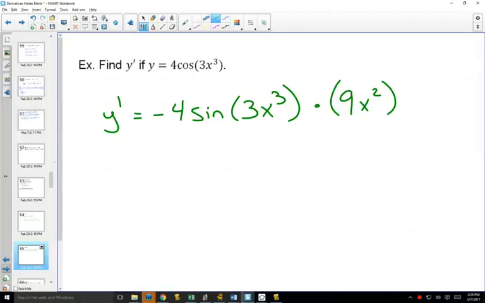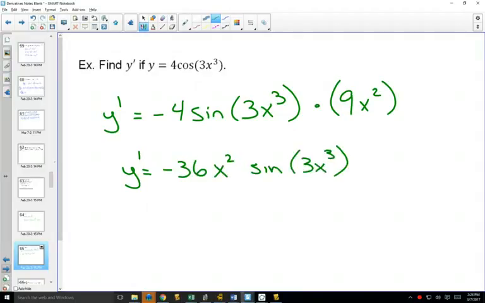Of course, if you're simplifying this, you'd multiply your negative 4 and your 9 together. You would write your x squared out in front, because we want to make sure that we recognize that the only thing that's inside of sine is that 3x cubed. That 9x squared is multiplied afterwards, so you would probably write it in front like this.